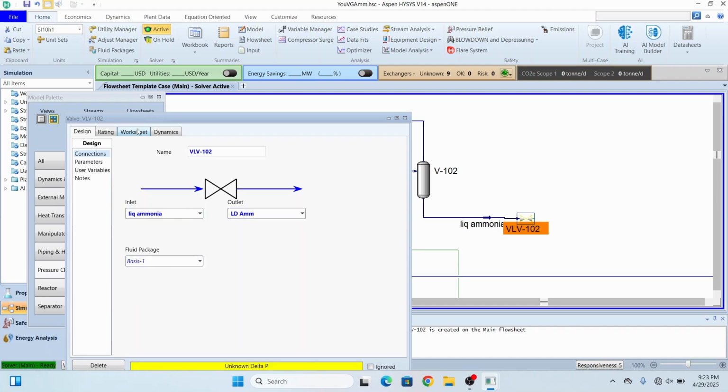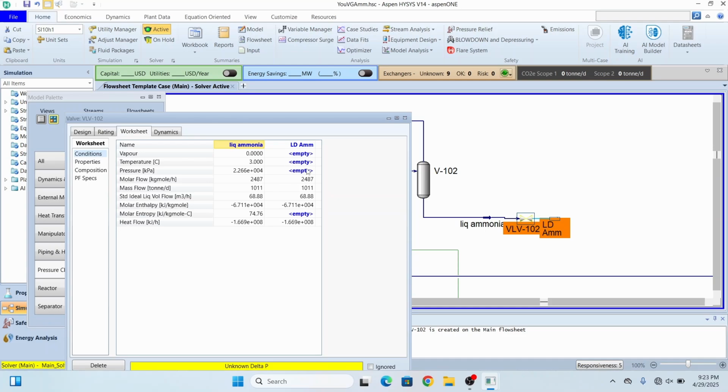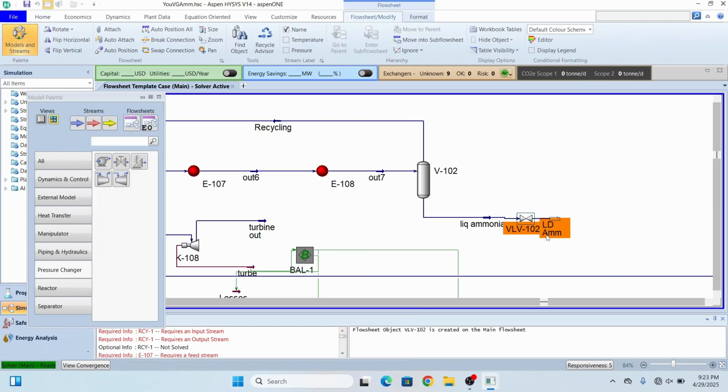That's good. I will go to the worksheet, and here I have to specify the pressure. I can specify the pressure at the downstream of the let down valve as 25 kg. Now that's good to go, and you can see that it has been converged.